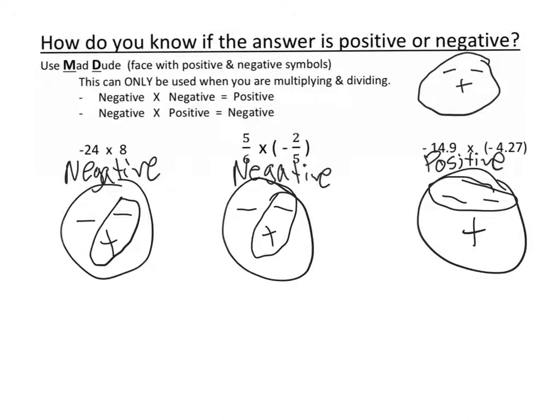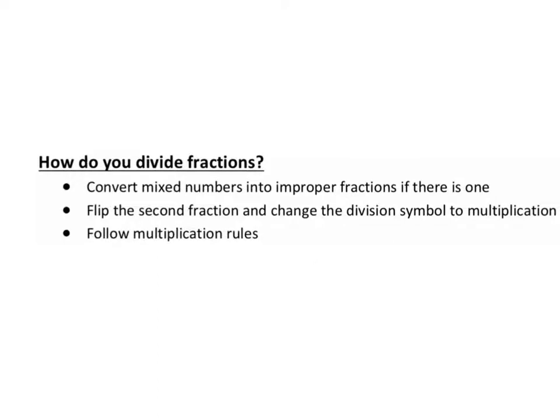Again, I want to reiterate, you can only use MADDUDE when you are multiplying and dividing. No other time. So the next thing we're going to look at is how do you divide fractions. So the first rule is convert mixed numbers into improper fractions if there is one. The second rule, flip the second fraction and change the division symbol to multiplication. Then the last rule is follow the multiplication rules that we learned earlier.